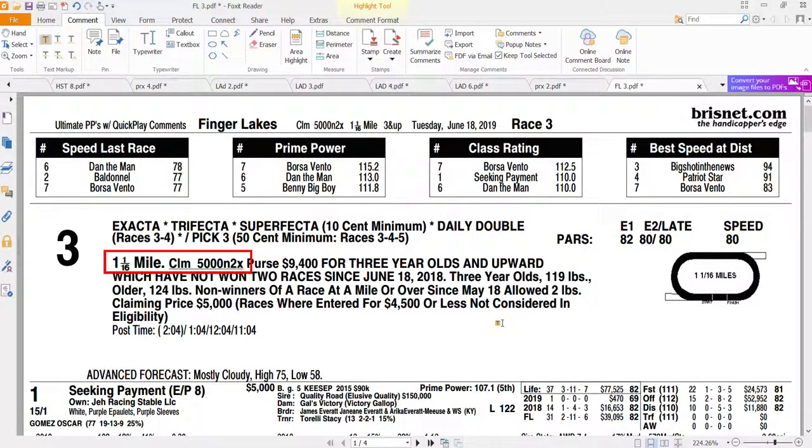This is Dave. It's 6/18/2019. It's 1:35 p.m. And the race we're going to look at here is Finger Lakes Race 3 today. It's a mile 16th race. Non-winners of $5,000 claimer. Non-winners of 2 in the last 6 months.